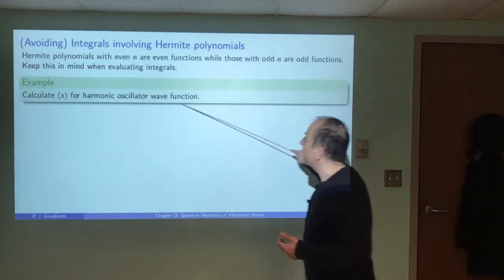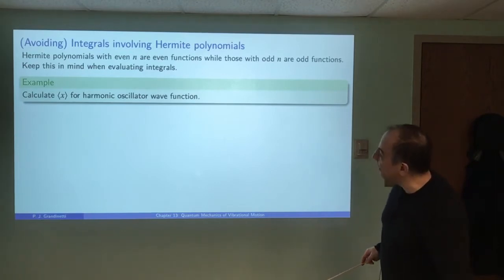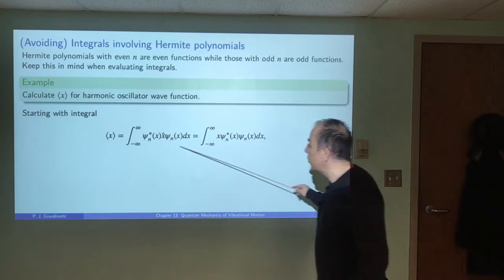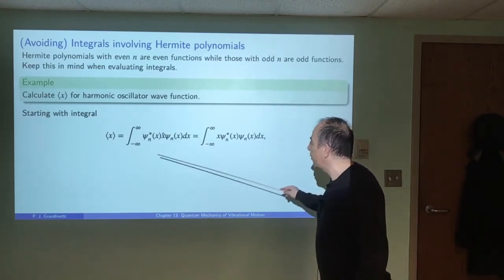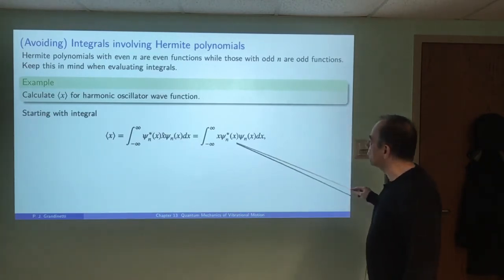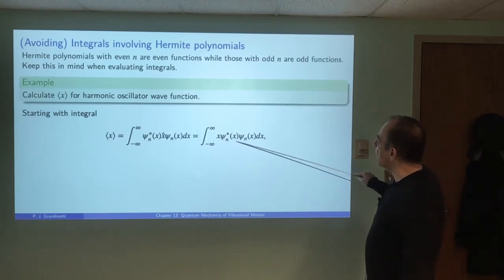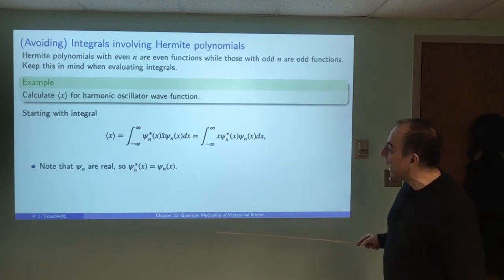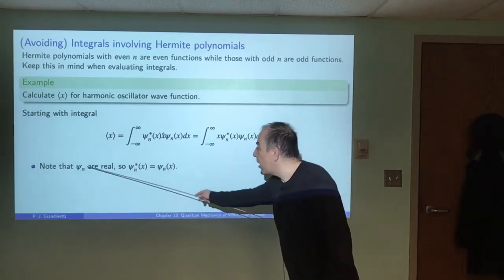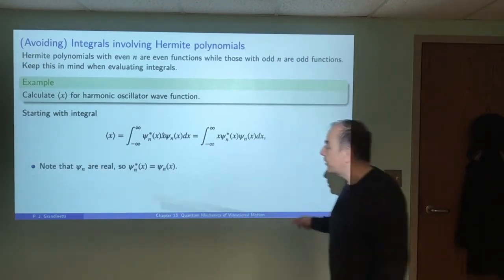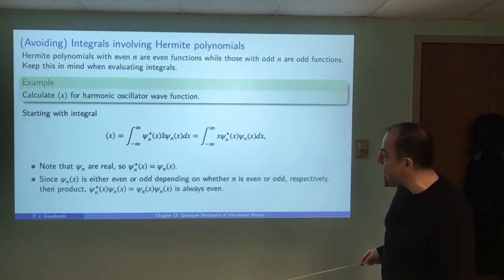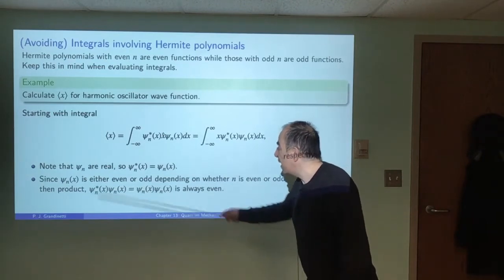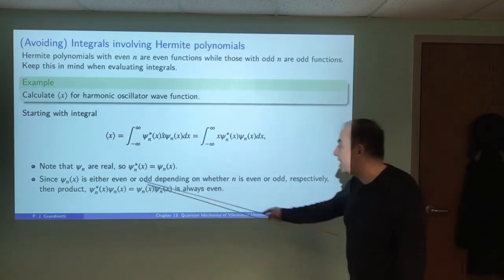So let's look at calculating the expectation value for x for a harmonic oscillator wave function. We're going to do our standard approach here. We make our sandwich, and we apply our operator to our wave function, and we get back x times the product of the wave function times its complex conjugate. Now, in the harmonic oscillator case, all of our wave functions are real, so they're equal to their complex conjugate.